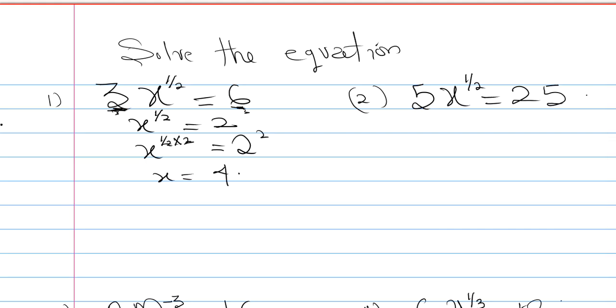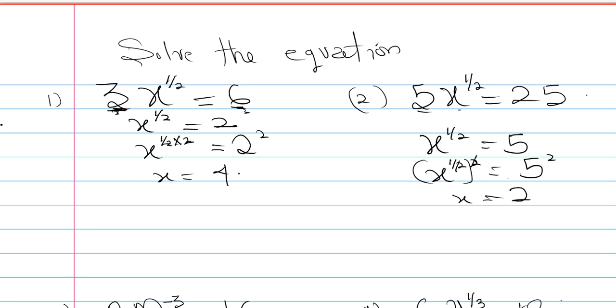Now similarly here, I can also divide both sides by 5, right? This will give me x raised power half equals 5 here. Now squaring both sides, you can square both sides, right? It means x raised power half times raised power 2 equals 5 squared. So this cancels. We have x equals 5 squared. 5 times 5 is what? 25. Okay.